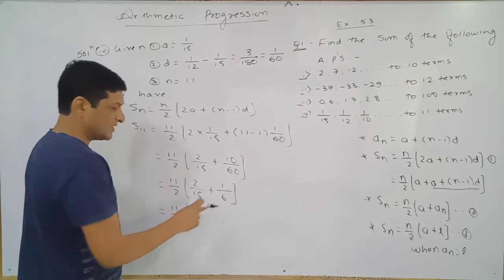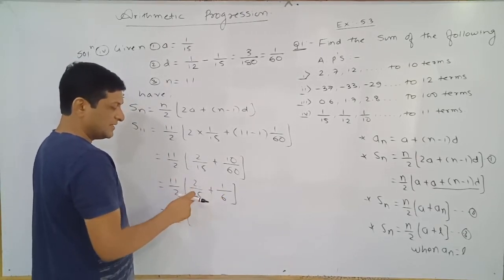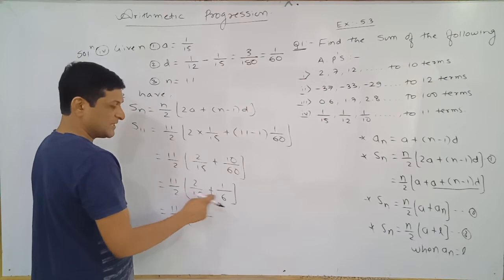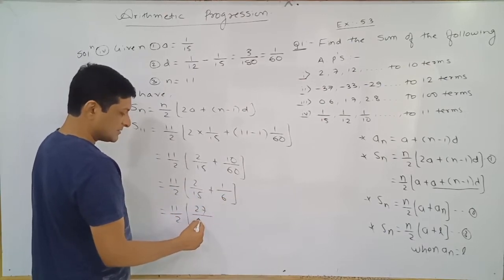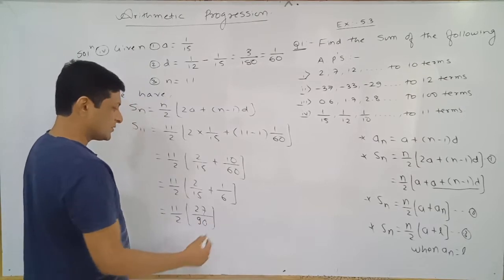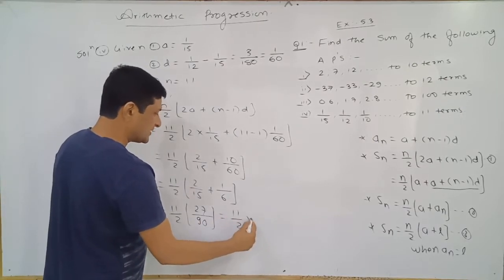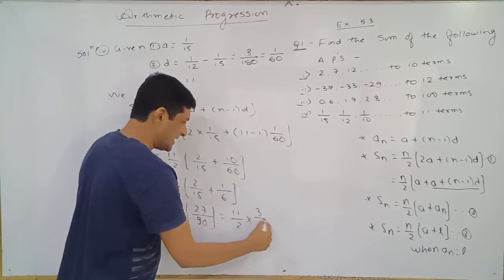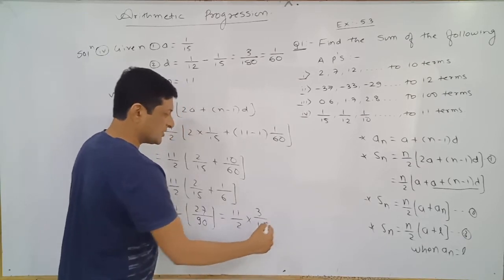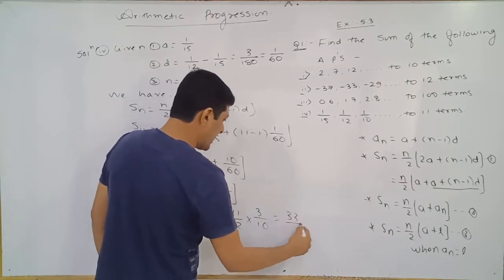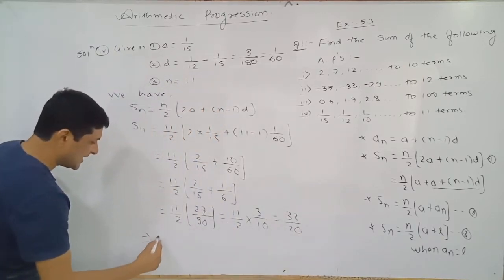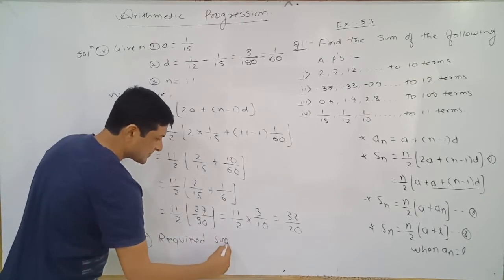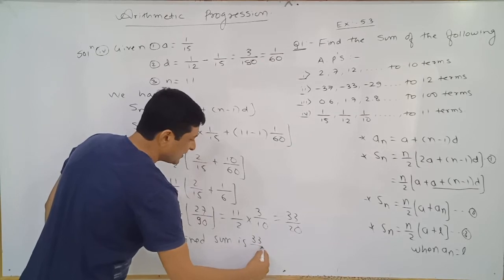So let us take the cross multiplication. 6 2s are 12. 12 plus 15 will be 27. And in the denominator, 15 6s are 90. So it is equal to 11 upon 2, keep it as it is. Both the numbers are divisible by 9. 9 3s are 27 and 9 10s are 90. So it is equal to 33 upon 20. So that's why here we can say that the required sum is 33 upon 20.